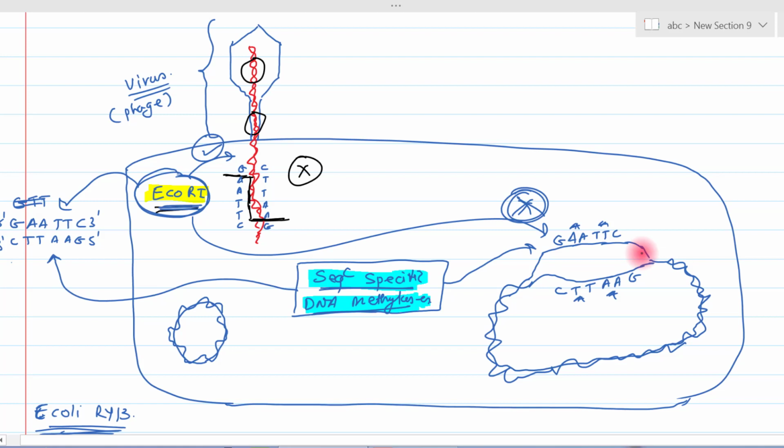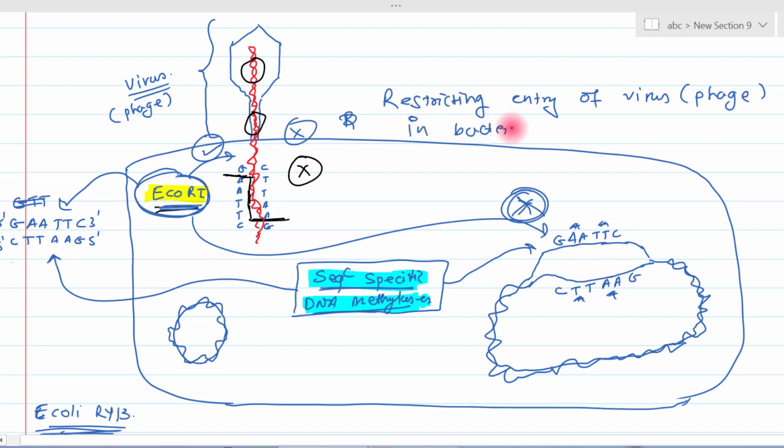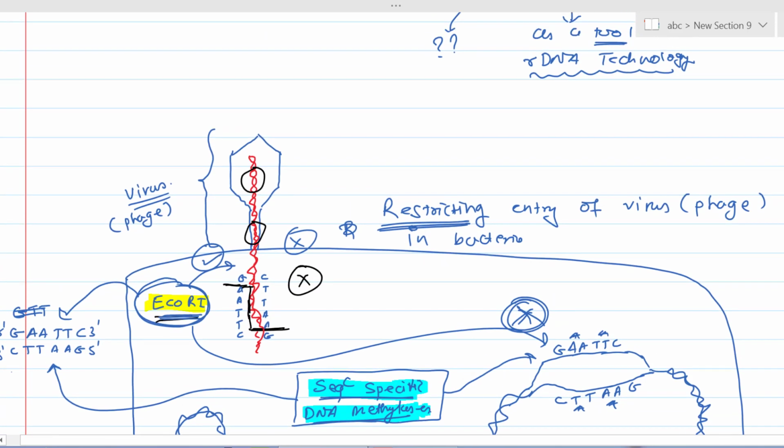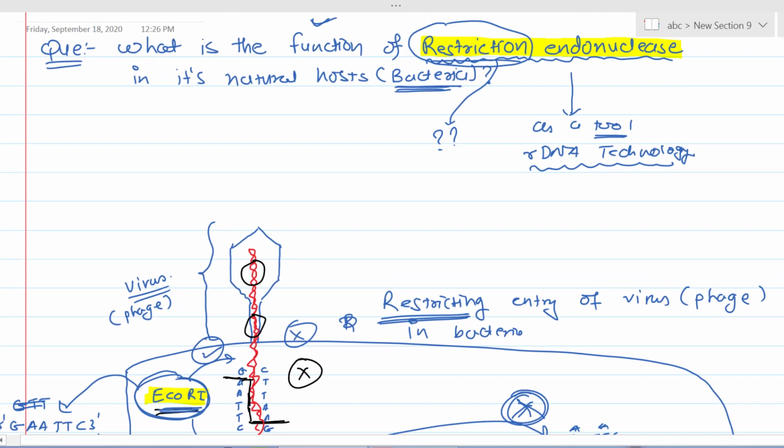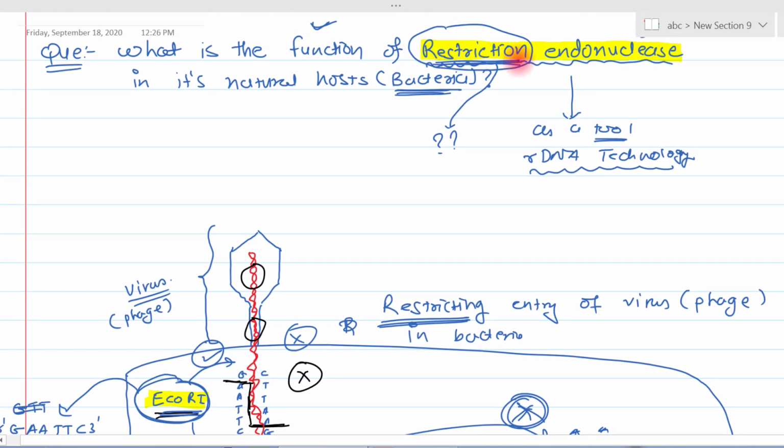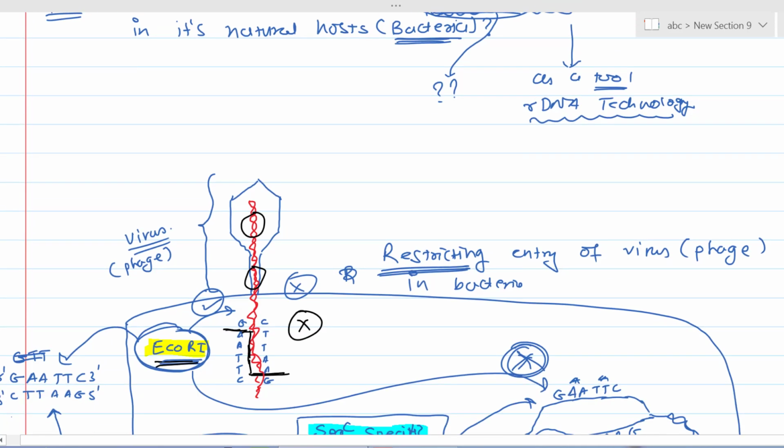So see how smartly Mother Nature has created the full enzyme system for the bacteria, so that the entry of viral DNA is restricted. Here you see that EcoR1 is restricting the entry of viruses, and those viruses are particularly phage in bacteria. So see this word restricting: as it is restricting the entry of viral DNA into the bacteria, the word restriction is kept in the name of restriction endonuclease.